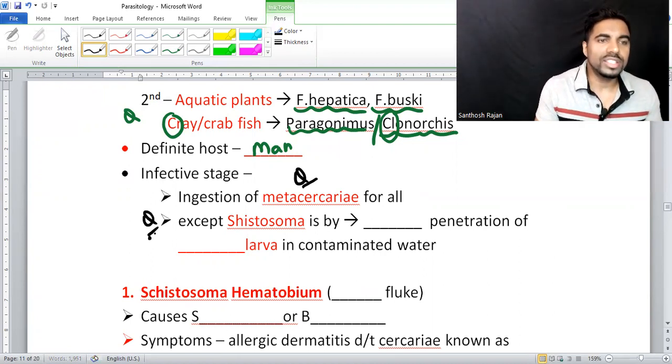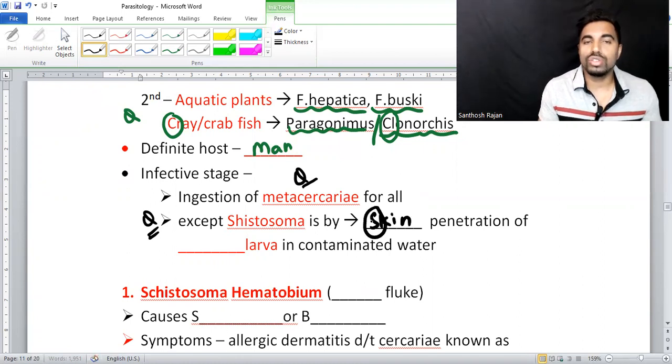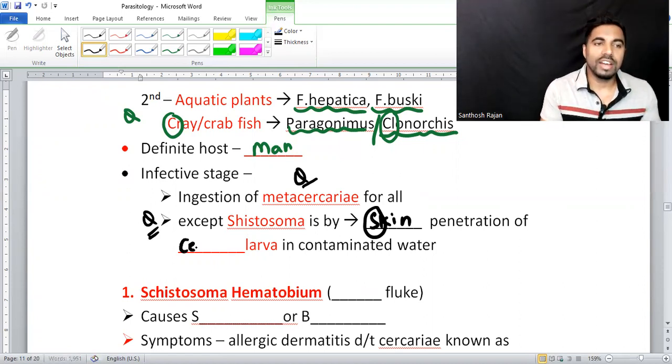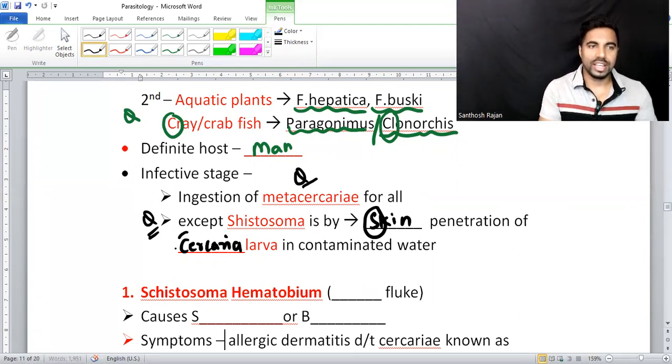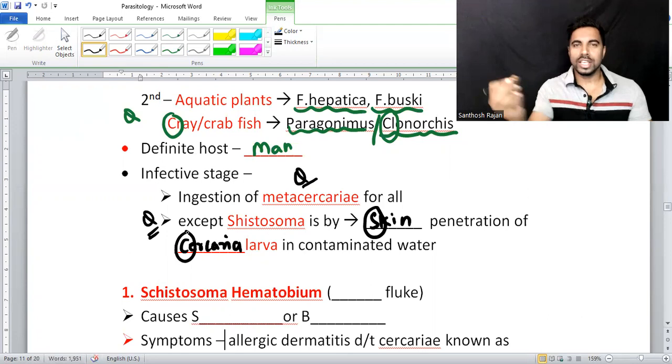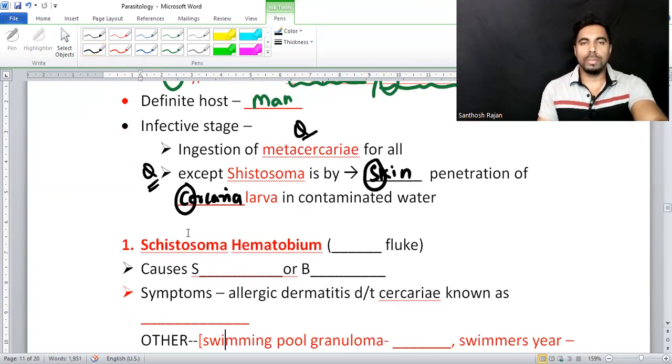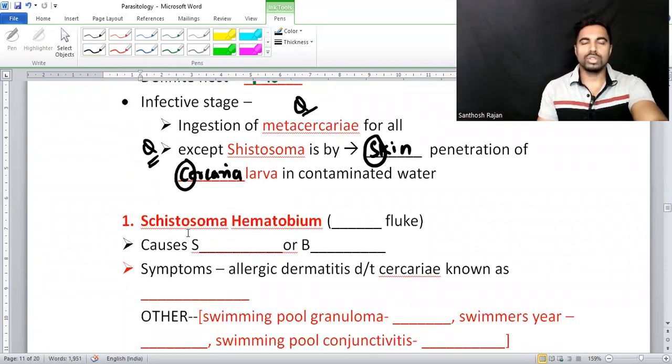So in Schistosoma, what happens? Usually it is skin penetration. For Schistosoma, yes, it is skin penetration. Through skin penetration, the cercaria larva enters. This is also a question. Cercaria and metacercaria all look similar. When the patient gets into contaminated water, the cercaria penetrates the skin and goes inside the body. Then the symptoms occur. There are three important species of Schistosoma that you should at least know: haematobium, mansoni and japonicum.